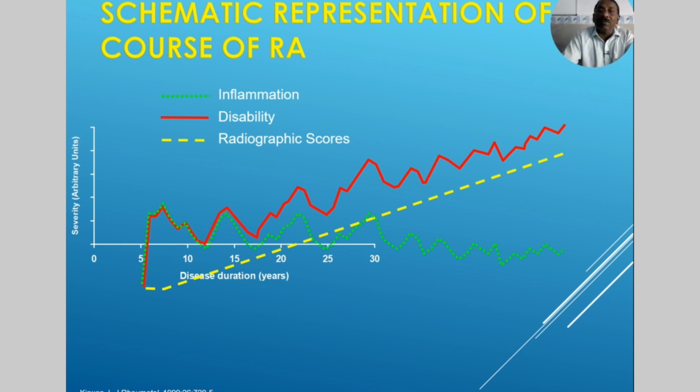So even though the inflammation is not that high as the years go on, the radiographic changes, the bone erosions, osteoporosis, and finally the disability will score high. That is the reason, even from the initial days, even though the inflammation is not that high, we should aggressively treat rheumatoid arthritis like your diabetes or hypertension.